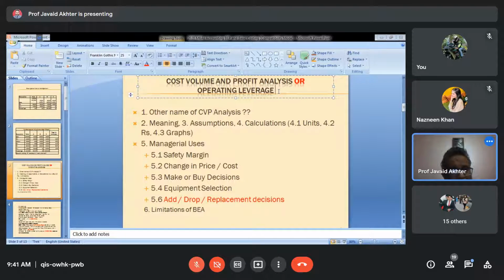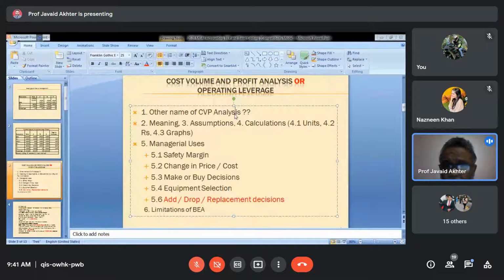Break-even, some of it you must have learned in managerial economics also. I'll give you a little more extension to that. It is known as break-even analysis also. All you should know about it: What do we mean by this? Under what assumptions does it work? How do we calculate? And lastly, what are its managerial uses? In what way can we use this in decision making?